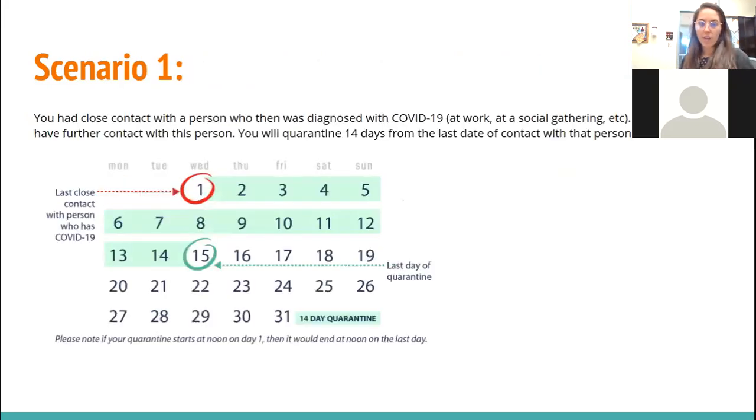Okay, scenario 1. So you had close contact with a person who then was diagnosed with COVID-19 at work or social gathering. You will not have further contact with this person. So in this scenario, you will quarantine 14 days from the last date of contact with that person. So if you saw them on the 1st, then your last day of quarantine would be the 15th, and you can return to work after that.